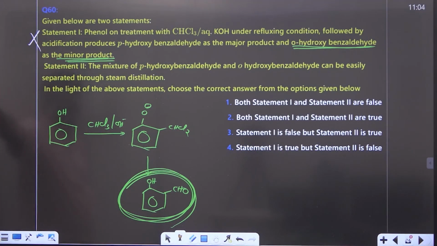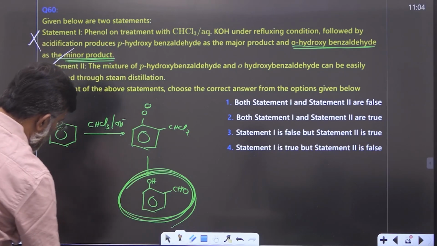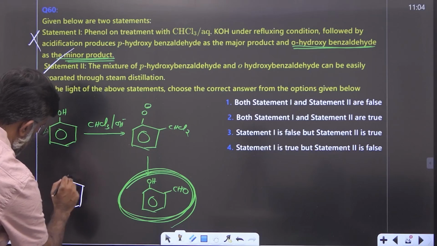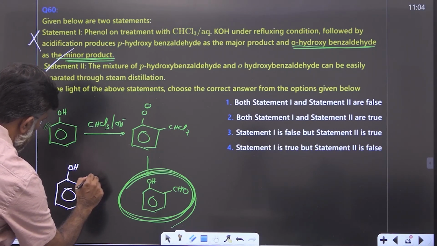The mixture of para-hydroxybenzaldehyde and ortho-hydroxybenzaldehyde can be separated by steam distillation. That is correct. This is ortho-hydroxybenzaldehyde, and this is para-hydroxybenzaldehyde.